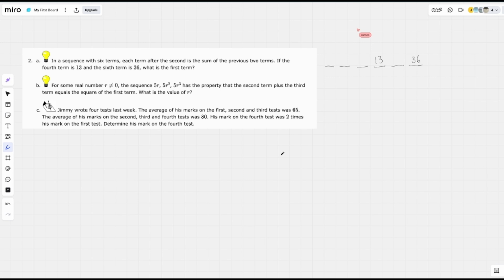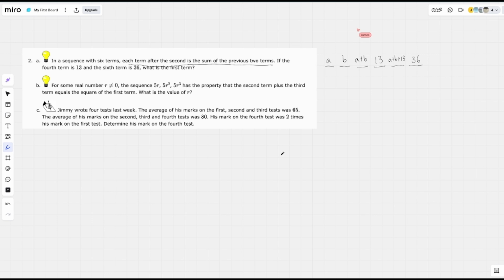We're also given that each term after the second is the sum of the previous 2 terms. So let's set variables a and b to be the first 2 terms. Then the 3rd term is going to be a plus b. And then the 5th term is going to be a plus b plus 13, because it's the sum of the 4th term and the 3rd term.